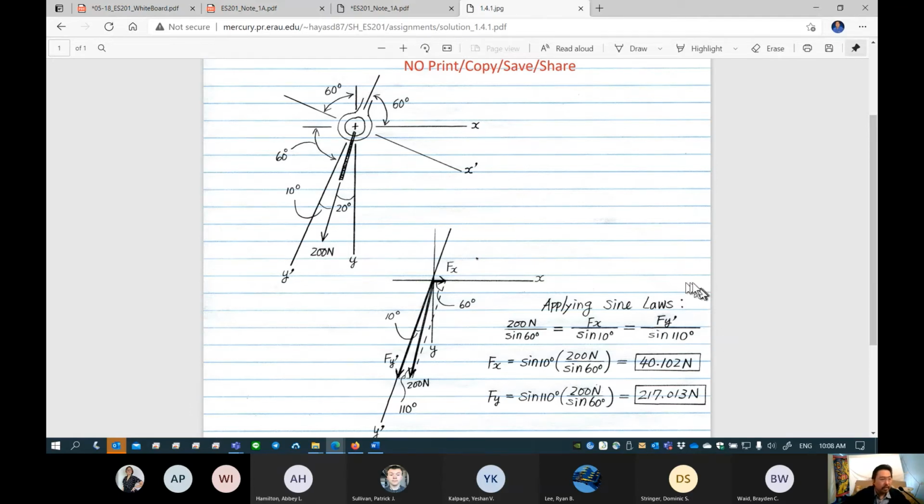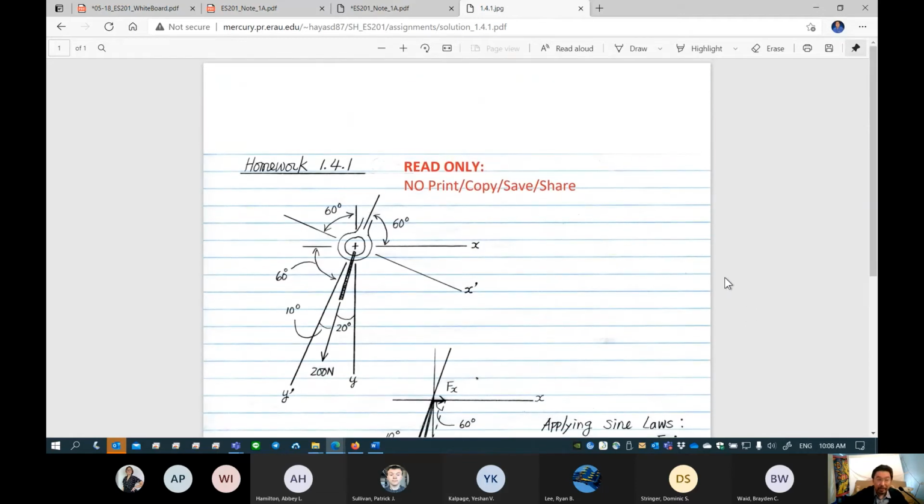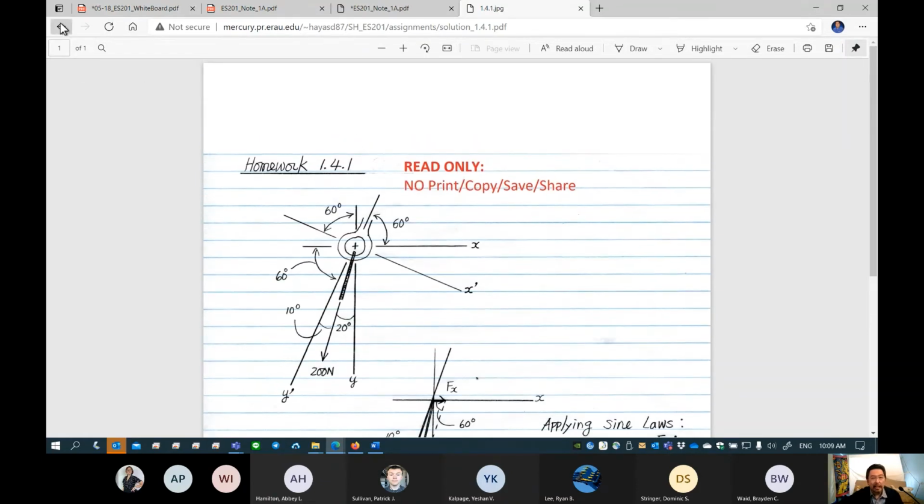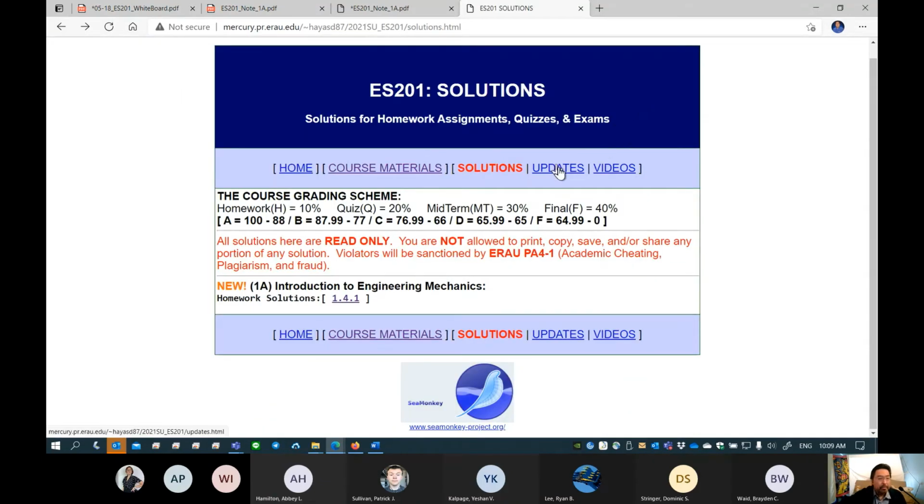Okay, so digital devices, I'm strongly against them, especially in this class. If you still choose to go with it, there is a risk, of course, and you are responsible for it. All right. Now, all the homework solutions are read-only. Do not print out, do not copy, do not save, do not share with anybody. This is basically subject to the PA41, academic integrity violation, cheating, official process involved. So please don't do that. Read-only, okay?